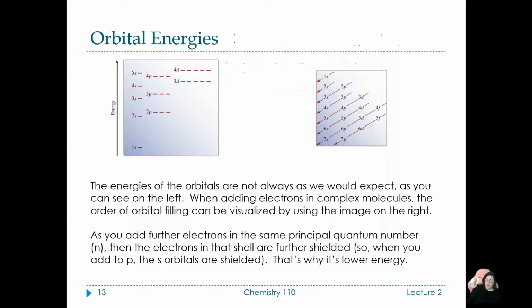It says, as you add further electrons in the same principal quantum number, the same n, then the orbitals in that shell are further shielded. So when you add to p, the s orbitals are shielded. That's why it's lower in energy, okay?